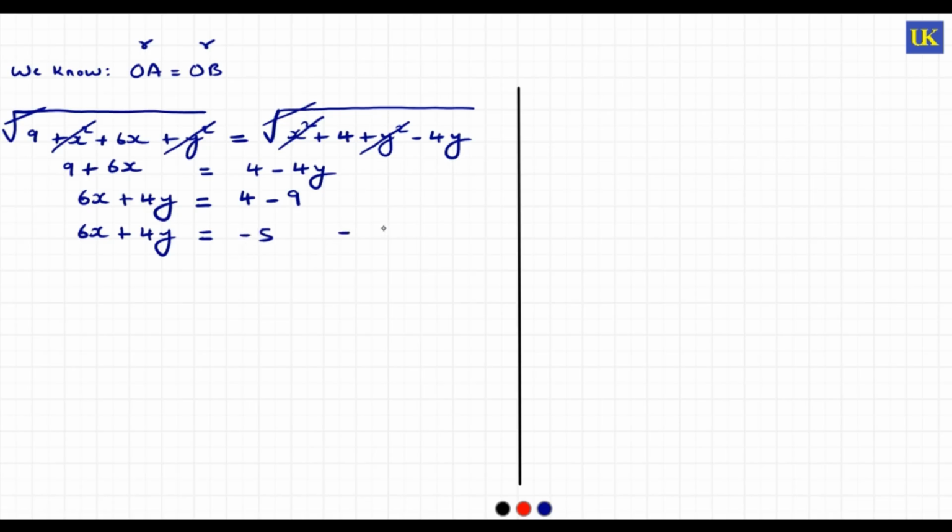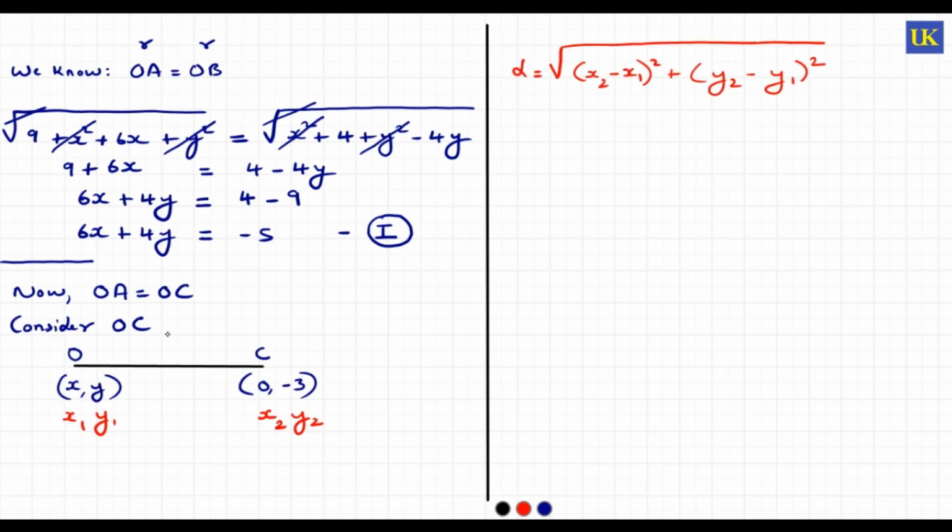Now I will take this as Roman number 1, because we will be solving it further. Now, guys, we have equated OA is equal to OB. Now we will equate OA is equal to OC. We already know OA, so now consider OC.